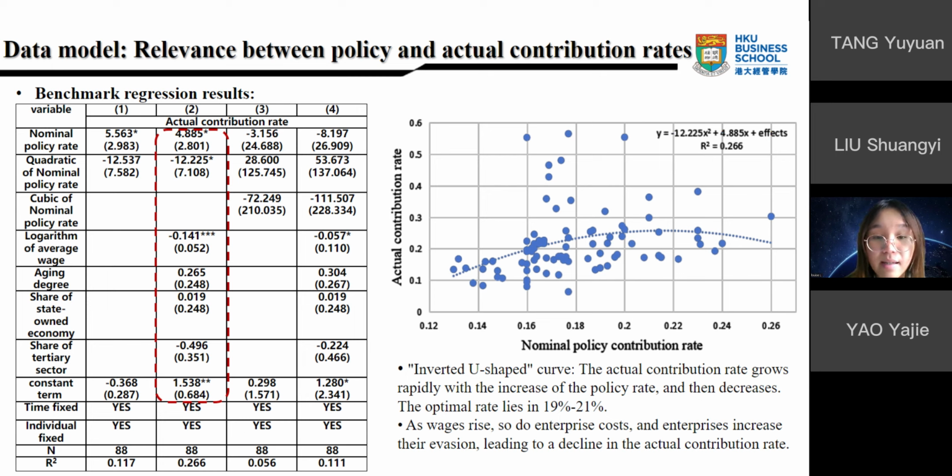So it means that there is an inverted U-shaped curve we can see in the right-hand side picture between the actual data and the policy rates. The actual contribution rates grow rapidly with the increase of the policy rates and then decrease. And we can find the optimal policy rates may lie in 19% to 21%, and it implies that an excessively high policy contribution rate may inhibit the actual effects of enterprises.